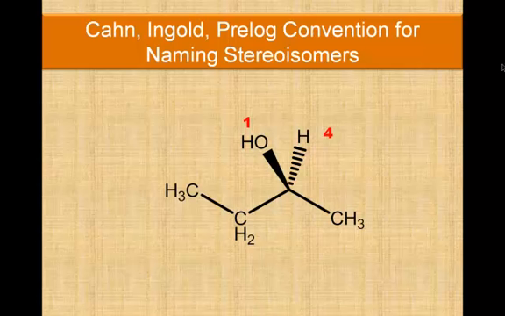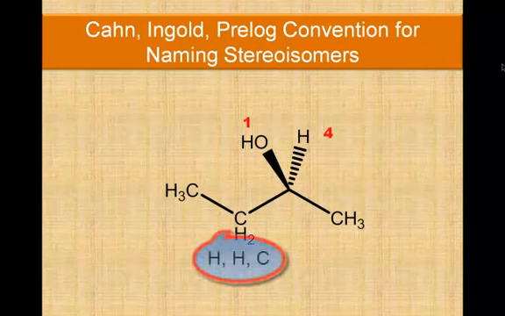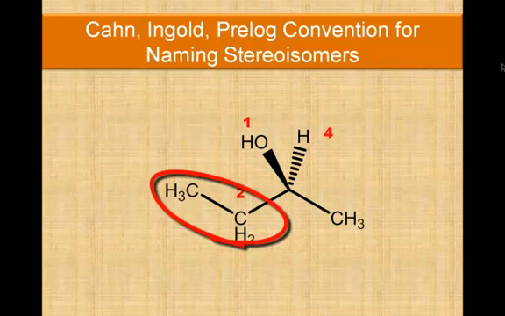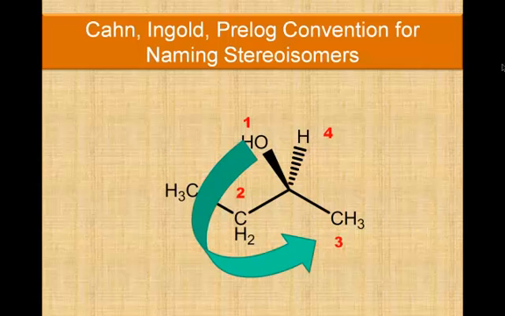I need to work my way out the chain until I find the first point of difference. Looking at the carbon on the right, it's attached only to hydrogens, but the carbon on the left is attached to another carbon. So the group on the left is going to have a higher priority than the group on the right. Now I'm going to trace my path from high to low, or from 1 to 2 to 3. That path goes counterclockwise. So again, this stereoisomer has the S configuration.